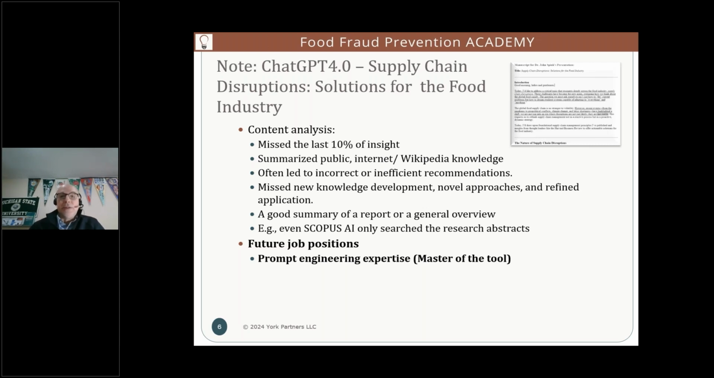And so that's the key at the start. When you start to work with AI, you become a master of the tool. You know what it can do, what it can't do. You know how to ask it the questions. You ask it junk questions, and junk will come out of it.